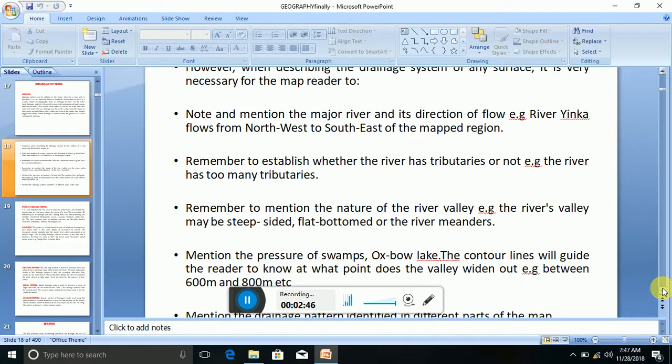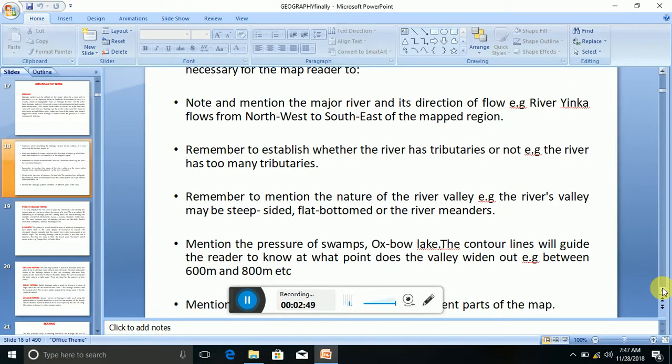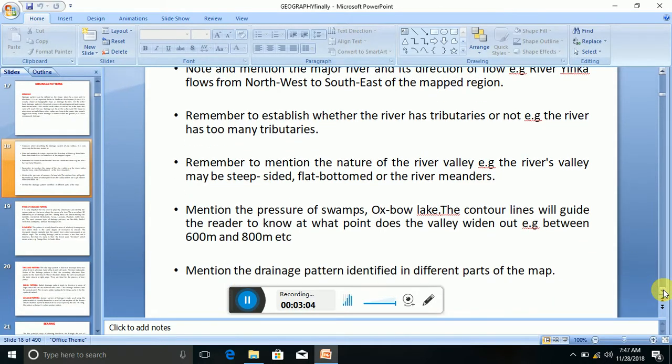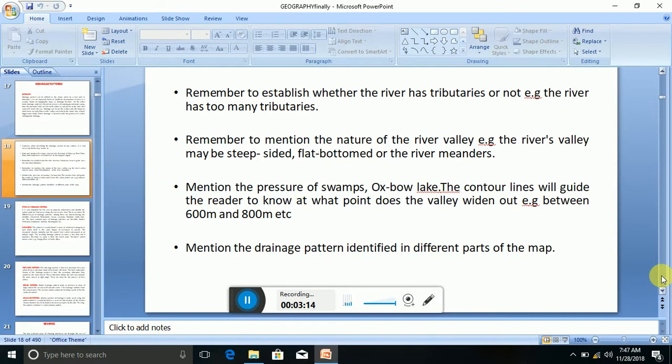Also, you should remember to mention the presence of swamps and oxbow lakes. The contour lines will guide the reader to know at which point the river widens out, e.g. between 600 meters and 800 meters, etc. You should also remember to mention the drainage pattern identified in different parts of the map. So how does one identify a drainage pattern? That's the next thing we are going to look at.